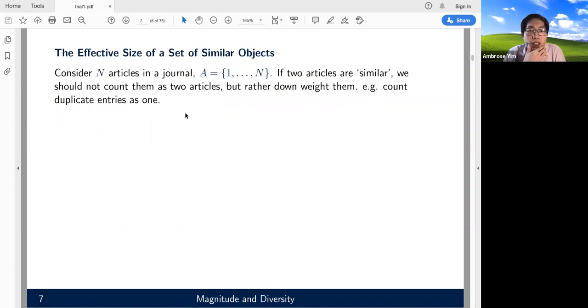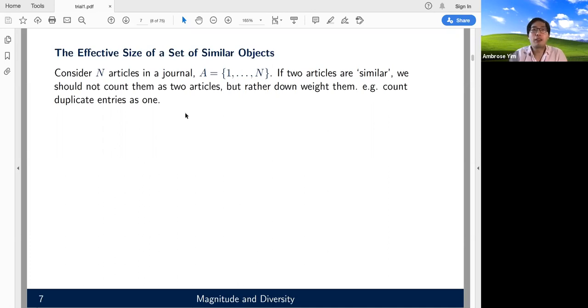But the problem we're trying to solve is, if we have n articles in a journal, which we say is a set A, labeled 1 to n, and we just want to count the size, naively we just say that there are n articles and that's it. But actually, if 2 articles are similar, then we shouldn't really count them as 2 articles. For example, if you have 2 duplicate entries, then really that should be 1 article rather than 2.